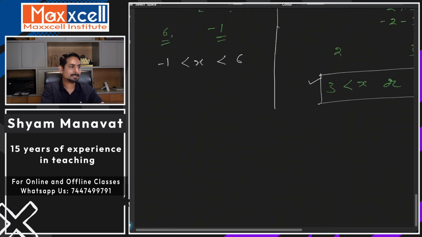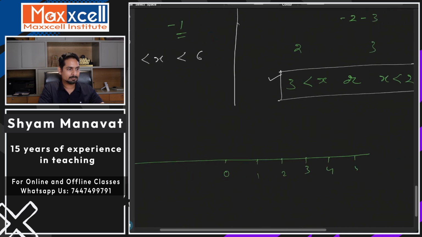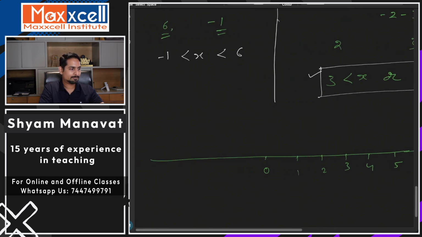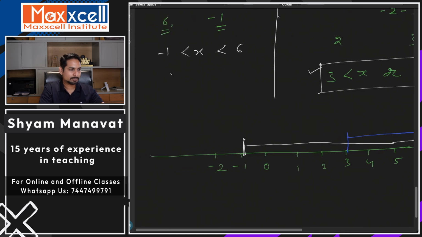Do you want to see that on the number line? Alright, let's draw the number line here. You got 0, 1, 2, 3, 4, 5, 6, and here I have -1, -2. So first solution is x is between -1 to 6. Okay. And the second solution is x is more than 3 and or less than 2.